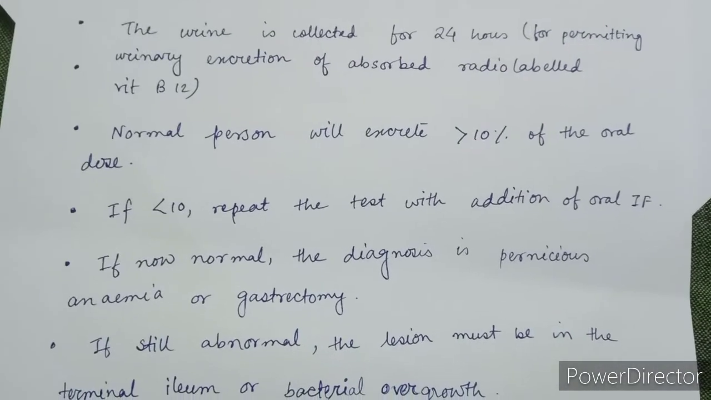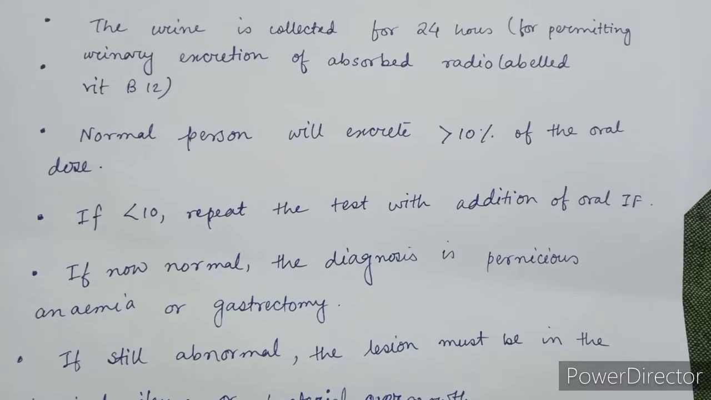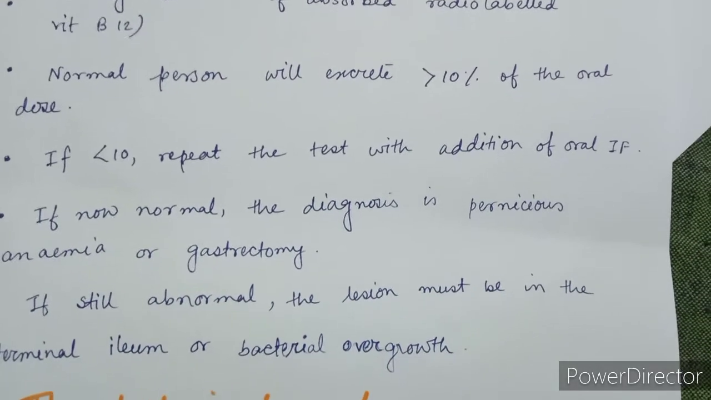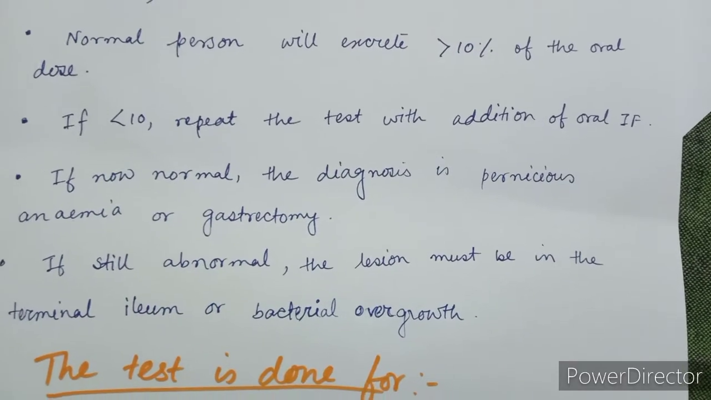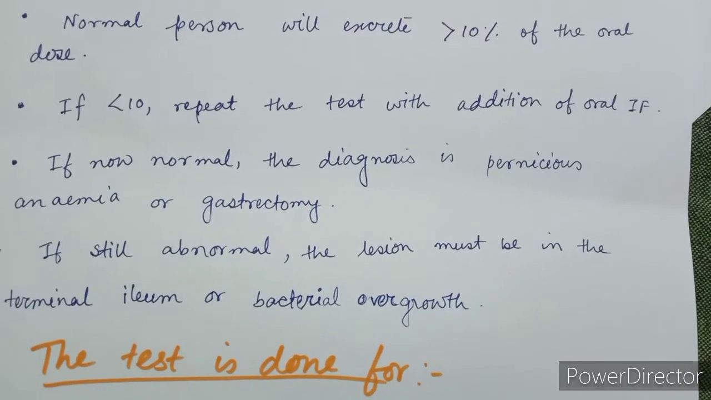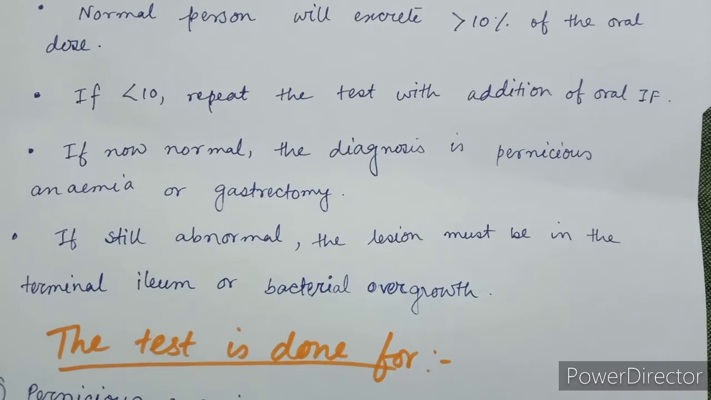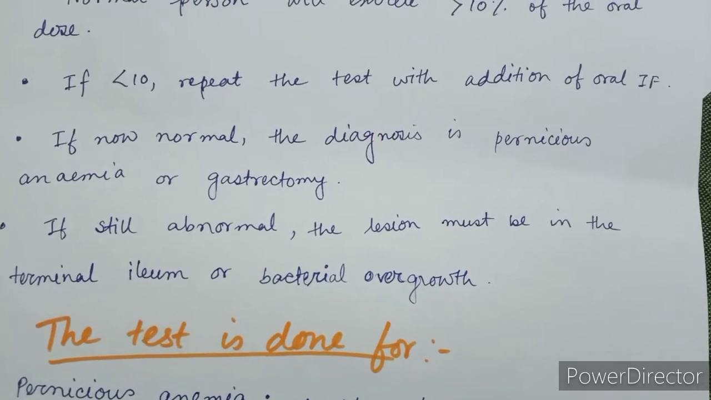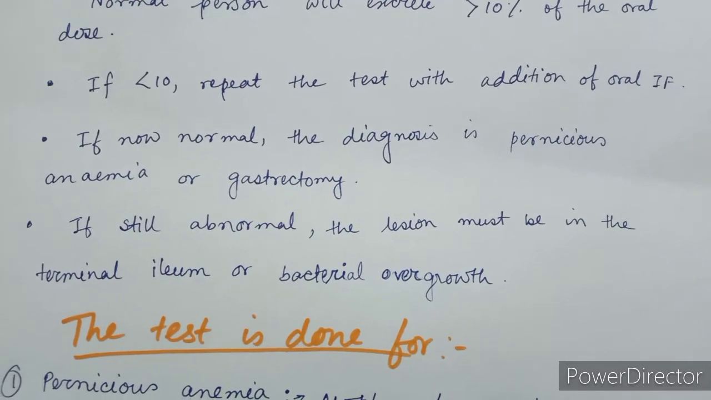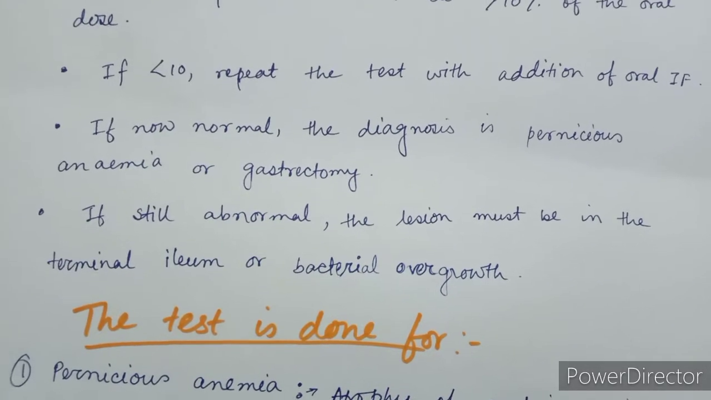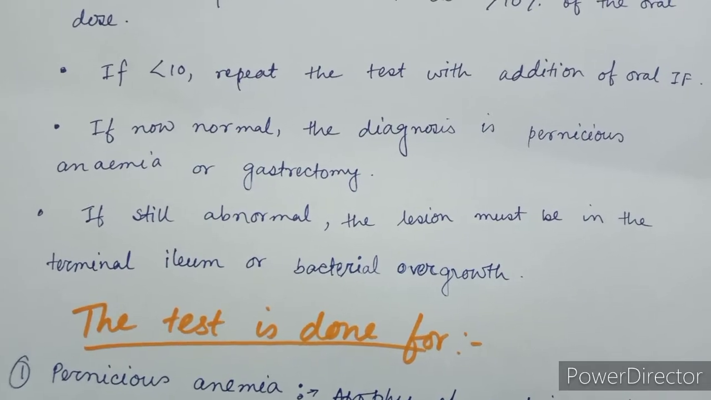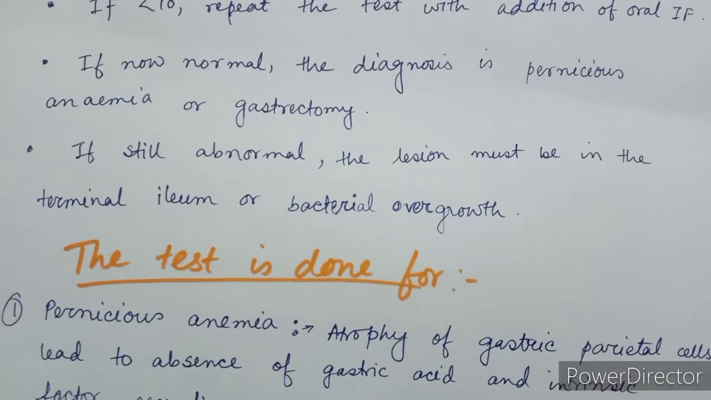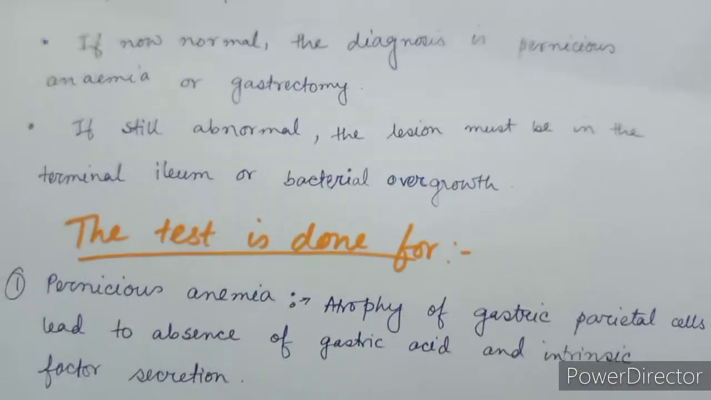Normal person will excrete greater than 10% of oral dose, and if less than 10%, repeat the test with addition of oral folic acid IF. If now normal after giving the second dose, the diagnosis is pernicious anemia or gastrectomy. If still abnormal after the second dose, then the lesion must be in the terminal ileum or bacterial overgrowth.